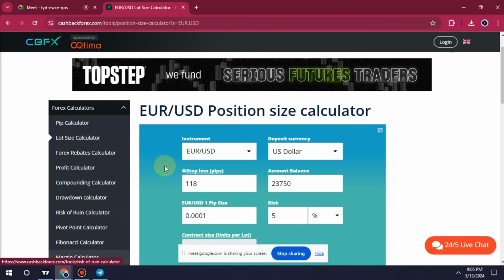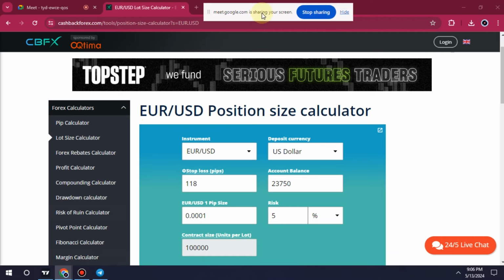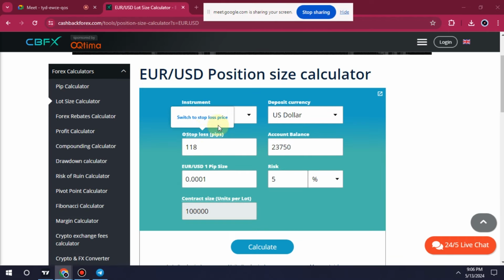Yes. Yeah. So there's this website called cashbackforex.com. This is where I calculate my risk before entering a trade. When you open this website, the first thing you need to understand is the instrument, those are just pairs. Over here, we have the deposit currency, open price, stop loss, and the account balance. And, of course, this is the amount of risk of 1%. So if you have 1%, that's it.